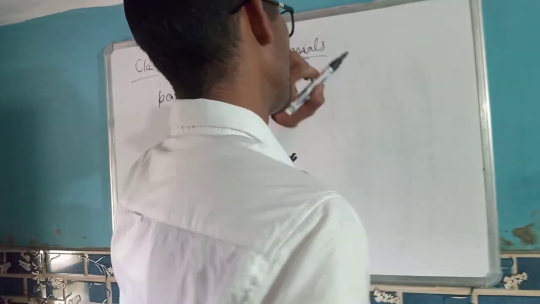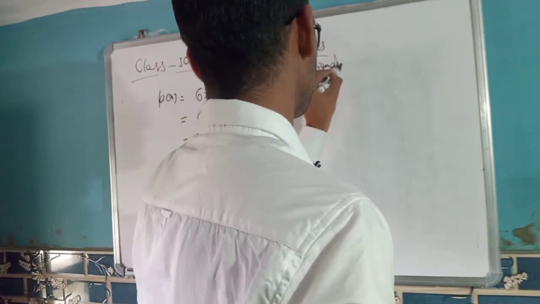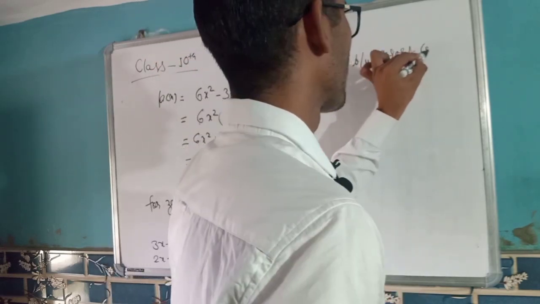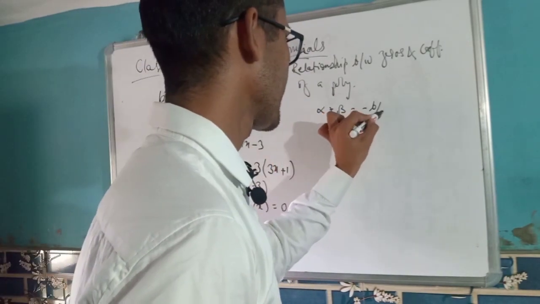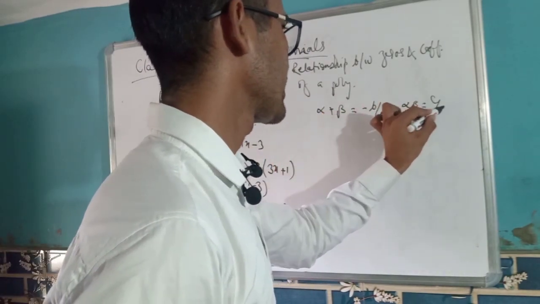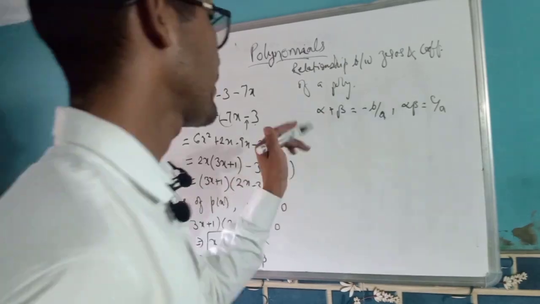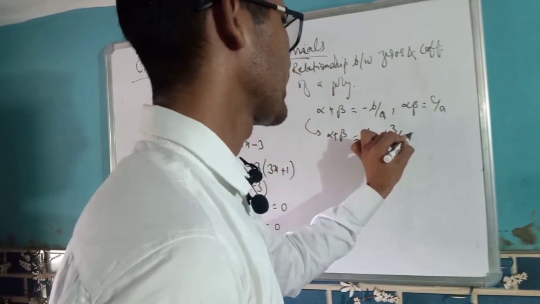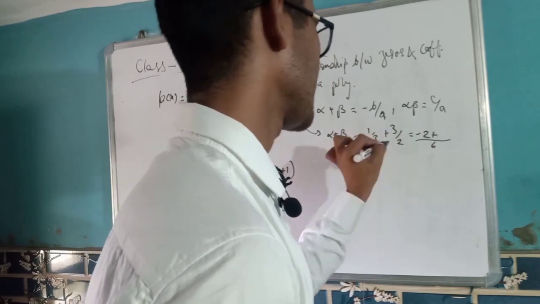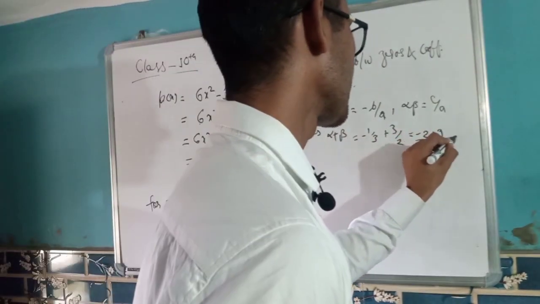Okay, relations between zeros and coefficients of a polynomial. What is that? Alpha plus beta equals minus b by a, and alpha beta equals c by a. So first we will find alpha plus beta, which for this question is minus 1 by 3 plus 3 by 2. Taking the denominator as 6, we get minus 2 plus 9, which is 7 by 6.